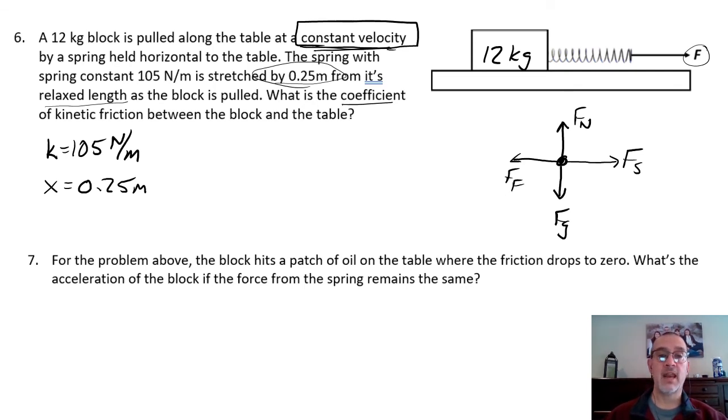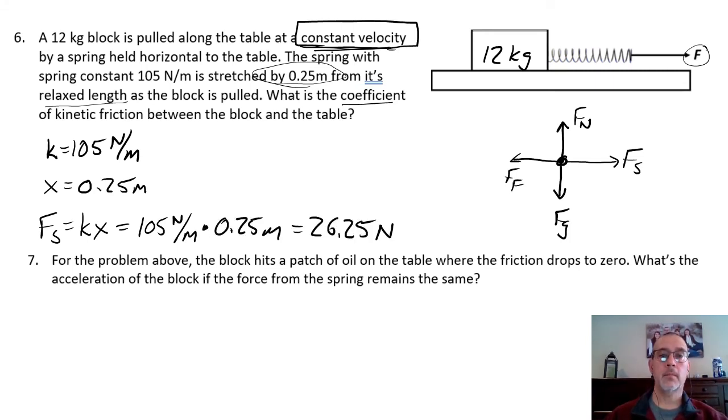Now we're given k and x, so what we can solve for immediately is the force of the spring is going to be k times x. So that's going to be my 105 newtons per meter times my 0.25 meters. And that will give a value of 26.25 newtons. So that's going to be the force of the spring, 26.25 newtons. And that's also going to be the force of friction because the force to the left has to equal the force to the right. So this is also going to be 26.25 newtons.